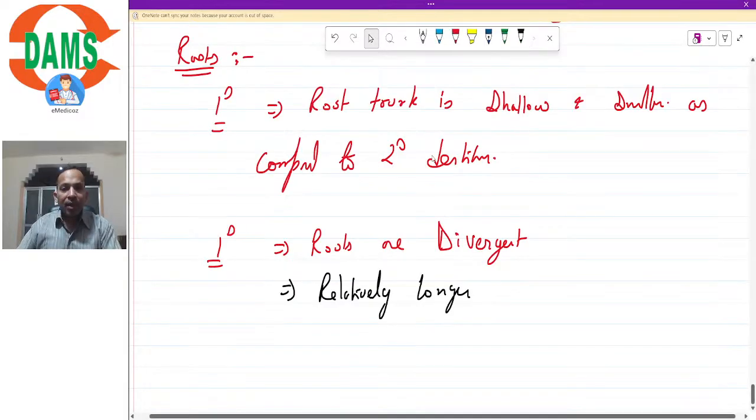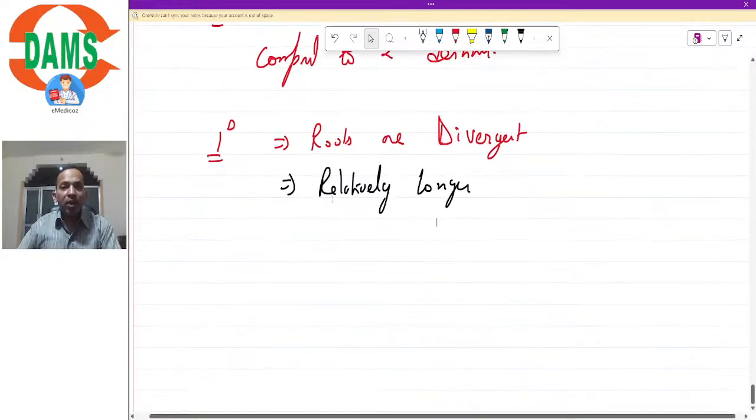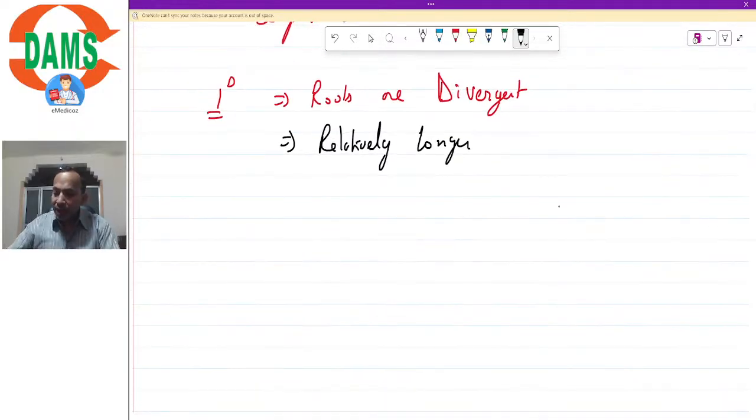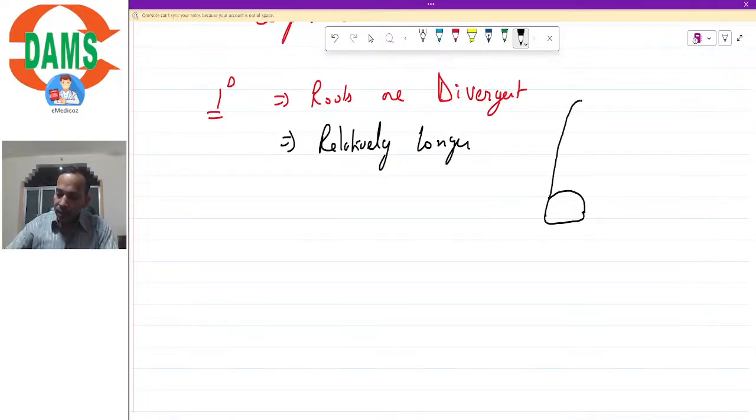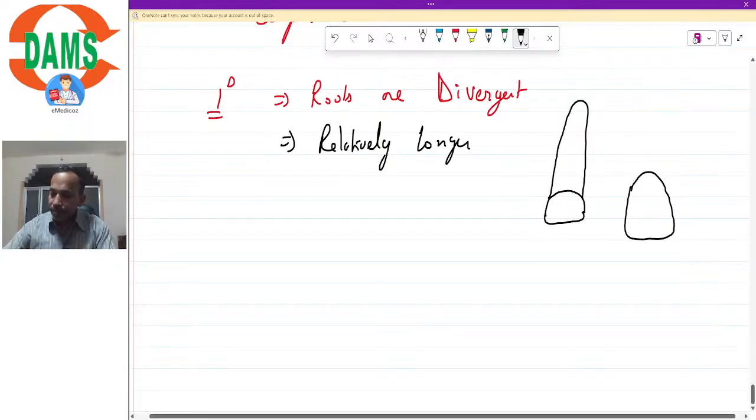Now you would ask that the primary teeth are small, then how can the root be longer? When we say that they are relatively longer, what it means is that, for example, let's say this is the upper central incisor, which is primary, right? This is the primary upper central incisor. Now compare it to the permanent upper central incisor.